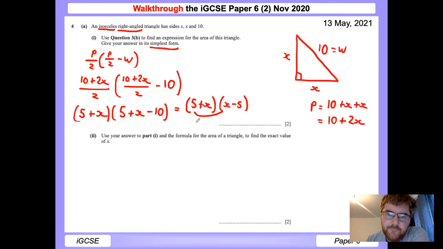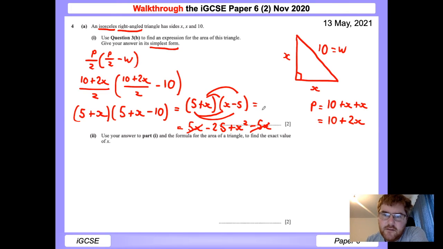So remember FOIL: first, outside, inside, last. So if we do this, 5 times x is 5x. Outside, 5 times minus 5 is minus 25. x times x is x squared. And x times minus 5 is minus 5x. These cancel. We've got 5x and a minus 5x. So this would also be equal to x squared minus 25, a difference of two squares.